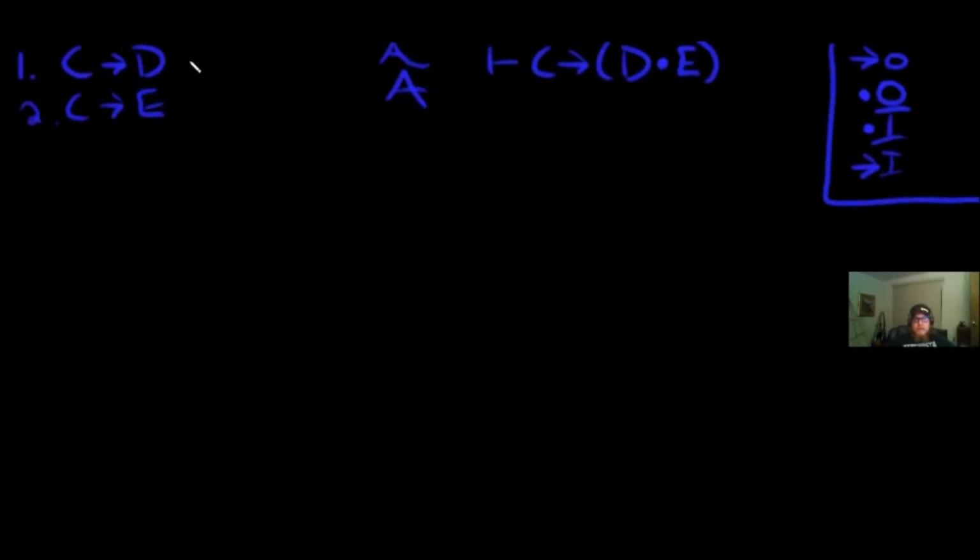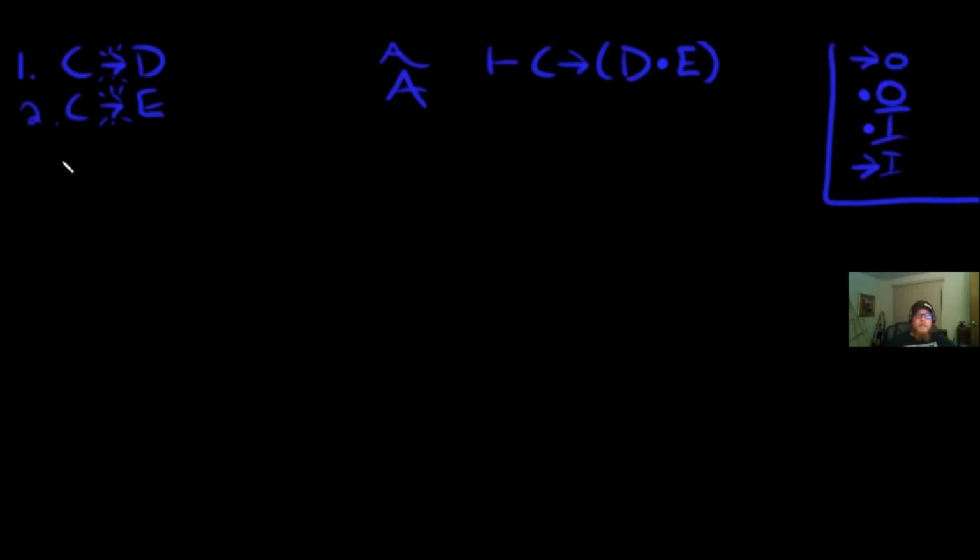Alright, here's 3b. We've got C arrow D, C arrow E. Those are our only assumptions. And we want to get C arrow D and E. Let's see if we can do that. So first of all, can we do any arrow outs? Do we have any arrows not in parentheses? We do have arrows not in parentheses, 2 of them.